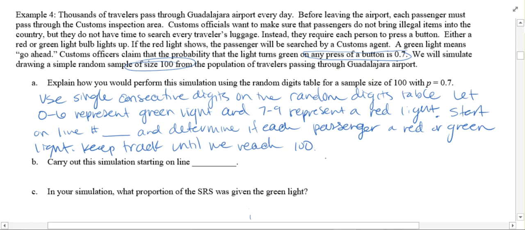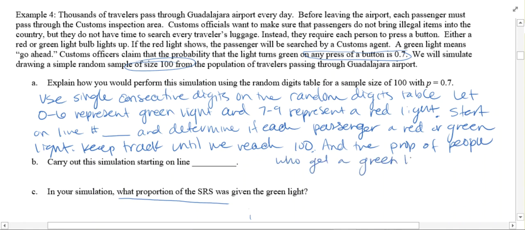And what we're actually going to do is find the proportion. So it asks for this down here in part C. Find the proportion. A lot of times you're going to need to write that in your explanation of your simulation. So this problem, it just wasn't all written all together. So I'm just going to make a little note and find the proportion of people who get a green light. So basically what we're doing is seeing, is it really actually going to be close to 0.7? We're going to check it. Okay.